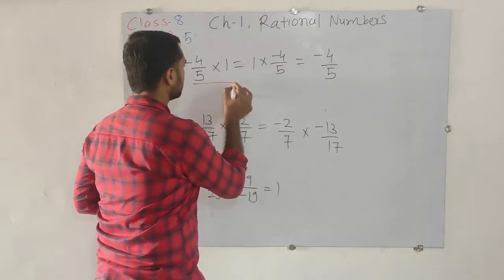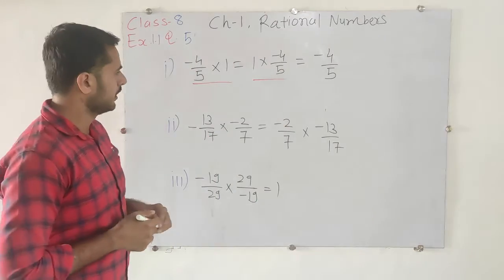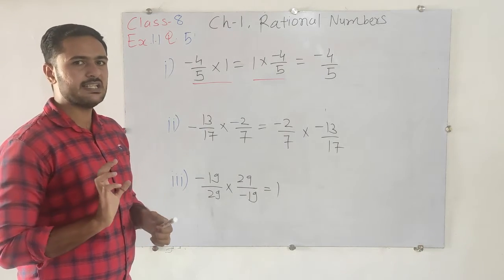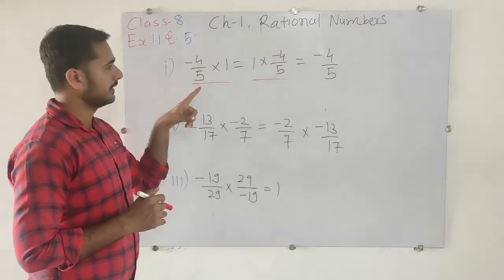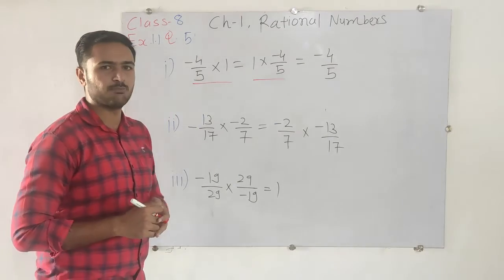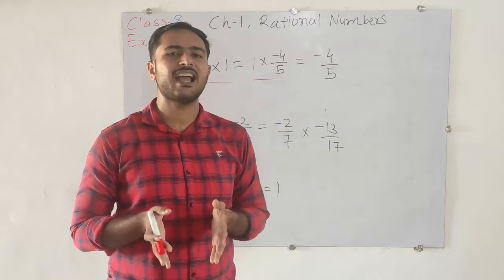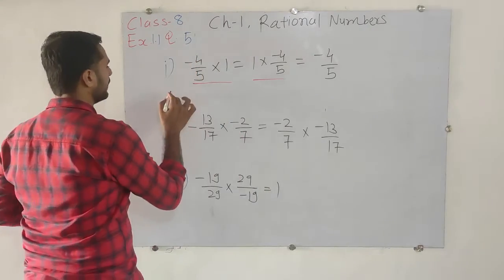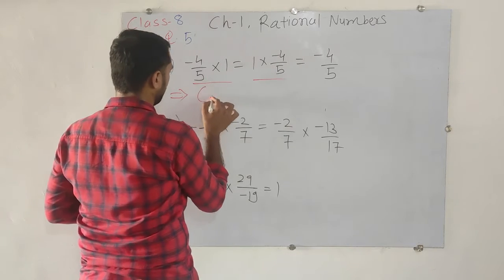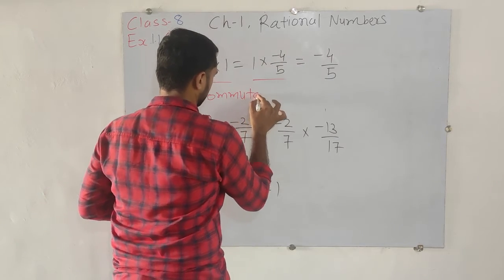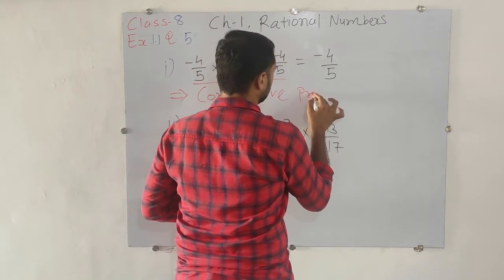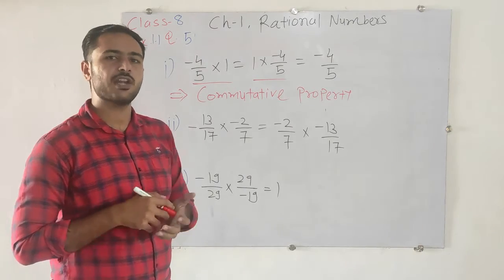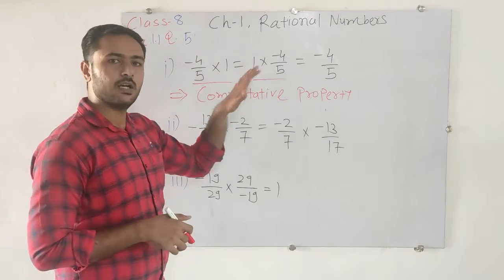So first of all, just observe this. Here it is minus 4 by 5 multiplied by 1, and here 1 multiplied by minus 4 by 5. So what they did, they just changed the order. They just shuffled both the numbers. It means whenever we shuffle the numbers, the property is the commutative property. So here we will just write which property they used, commutative property. Here we don't need to do any further calculation, we just have to write down which property is used.